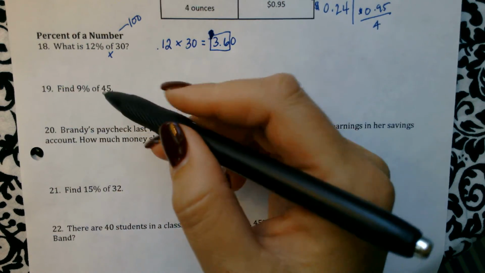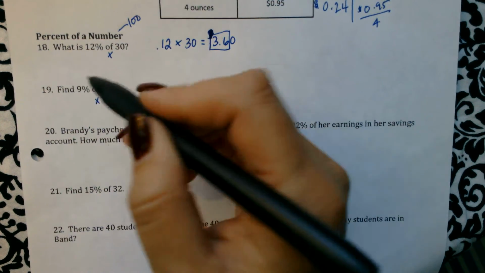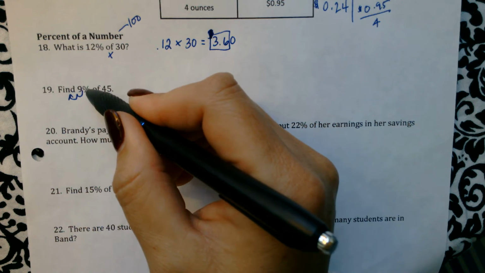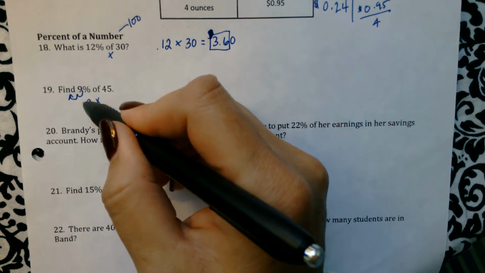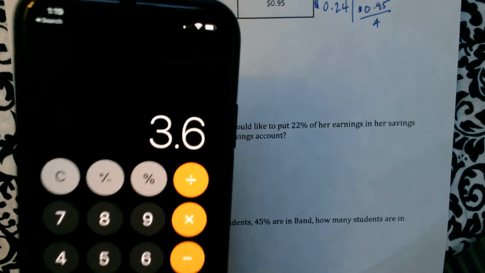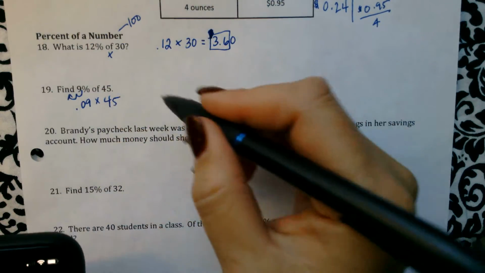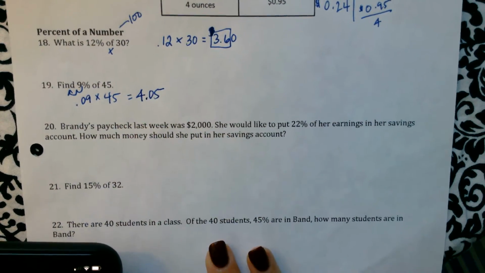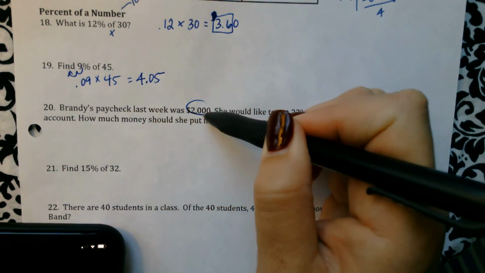Find 9% of 45. Remember, of means multiply. Change that percent to a decimal. How do we do that? We go 2 places to the left. Think about the percent sign gets in the way, so you can't go to the right. You have to go to the left. So this becomes 0.09 times 45. That's 4.05, $4.05.